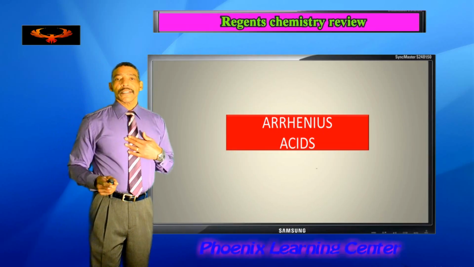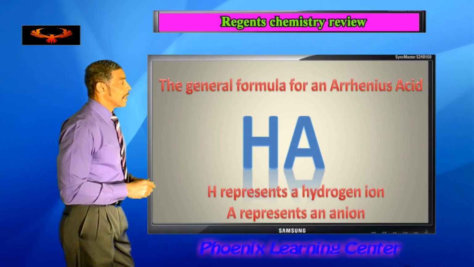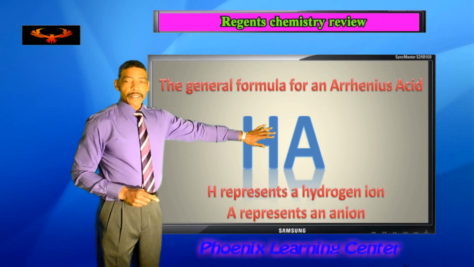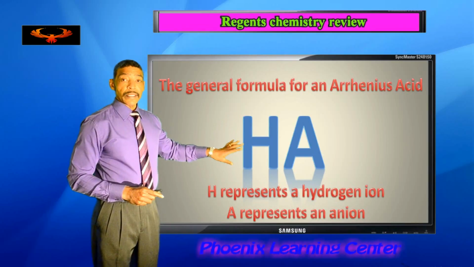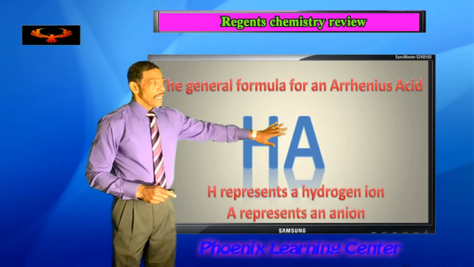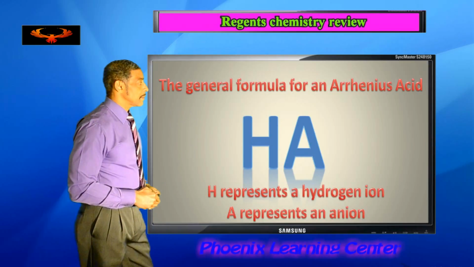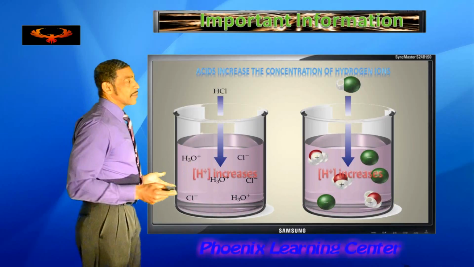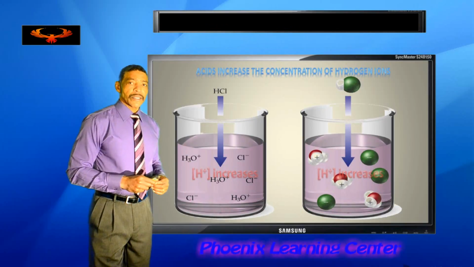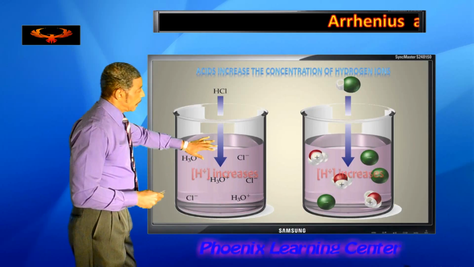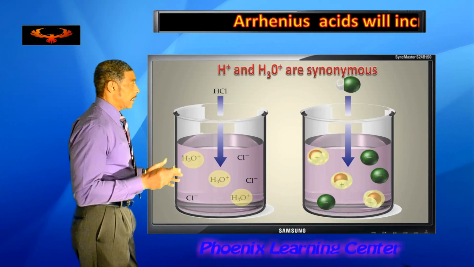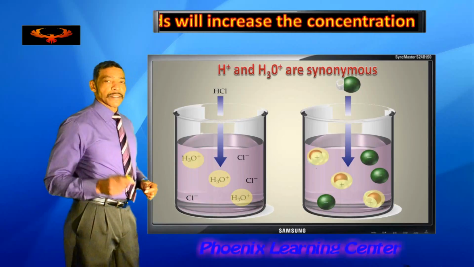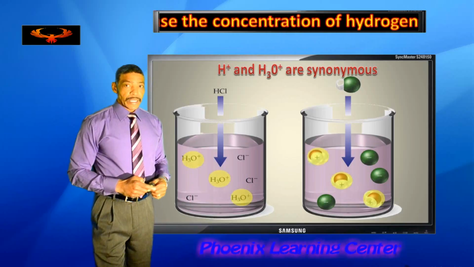Let's begin with Arrhenius acids. The general formula for an Arrhenius acid is HA, where H represents a hydrogen ion and A represents an anion. Arrhenius acids are substances that will increase the concentration of hydrogen ion or hydronium ion in aqueous solution. And in an acid solution, the H plus or H3O plus will be the only positive ion present.